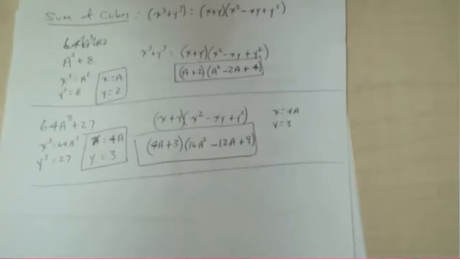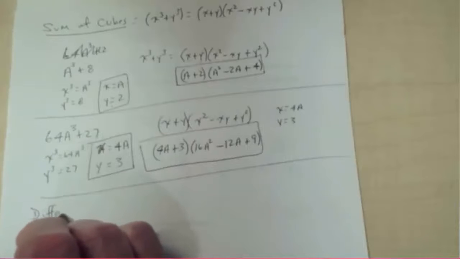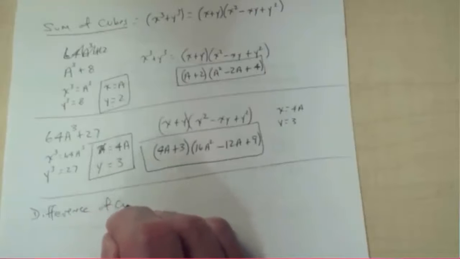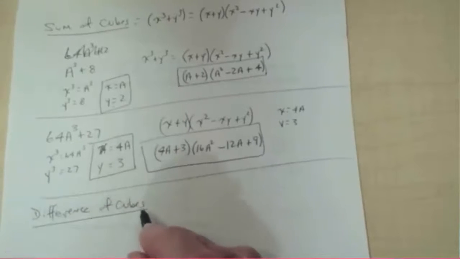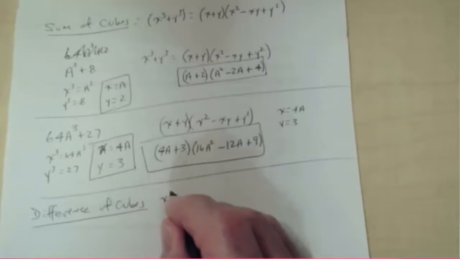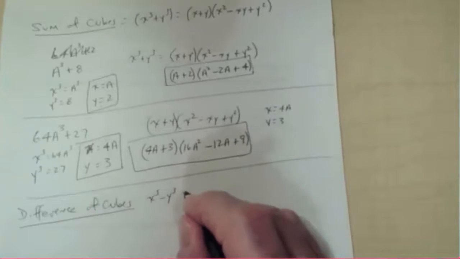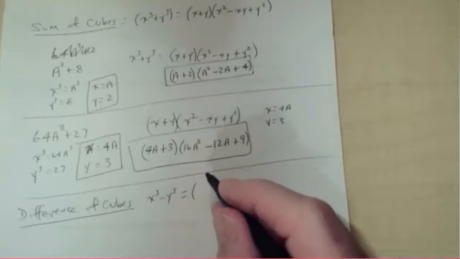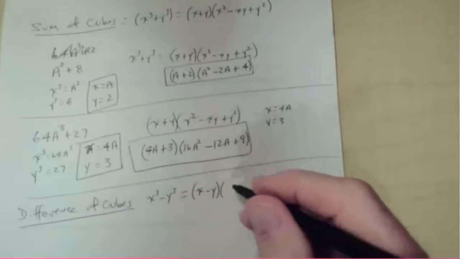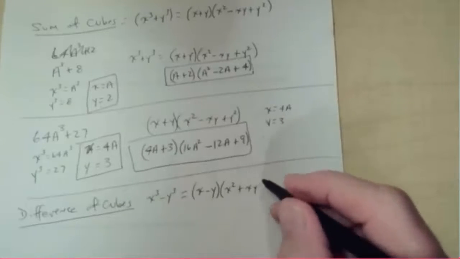Now the difference of cubes. The difference of cubes is x cubed minus y cubed. Okay, that's the difference of cubes. And that equals x minus y times x squared plus xy plus y squared.